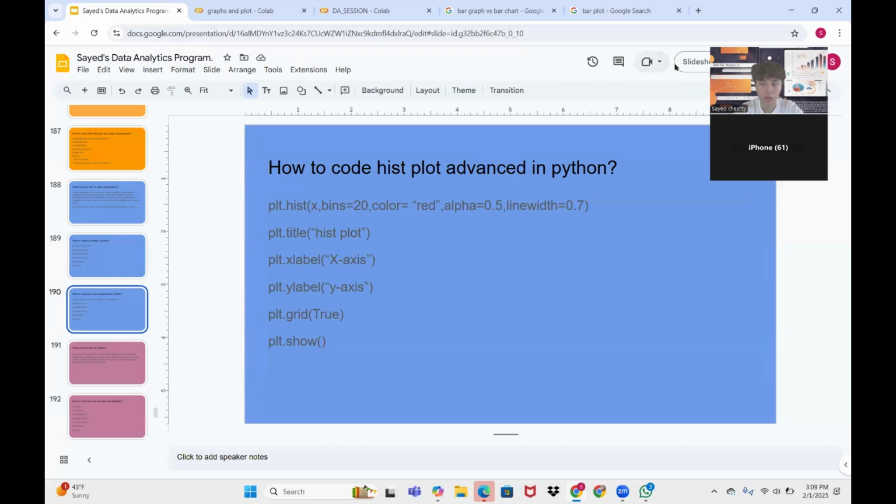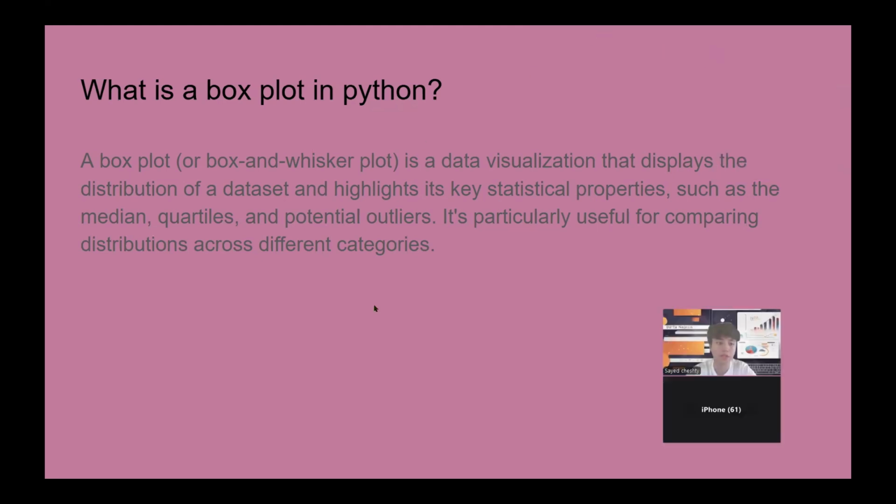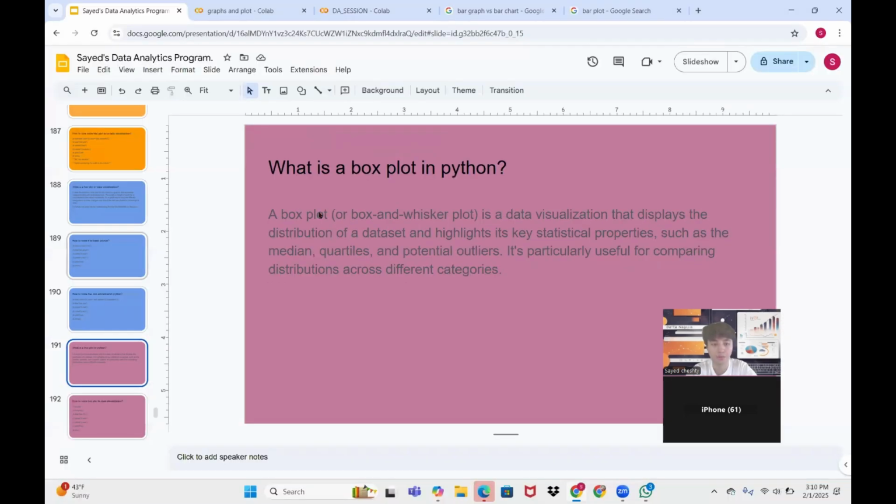So now we're going to talk about what is a box plot in Python. A box plot, or a box and whisker plot, is a data visualization that displays the distribution of a dataset and highlights its key statistical properties such as median, quartiles, and potential outliers. It's particularly useful for comparing distributions across different categories. So it might have a lot of key statistics, but once you learn it, it's very easy.